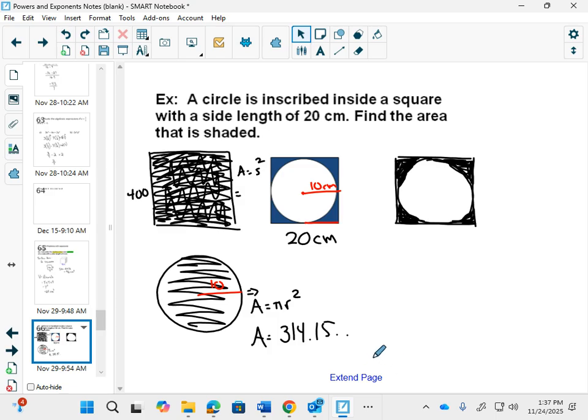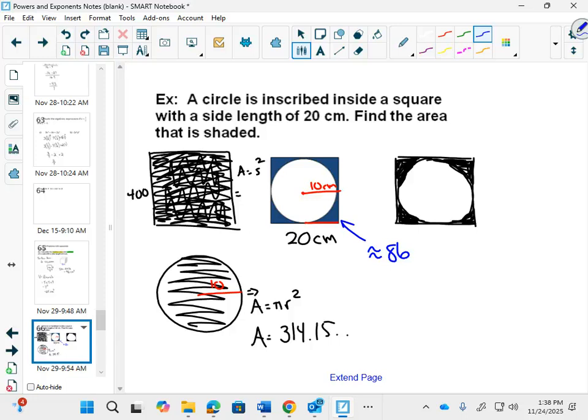So if this one is 400 and this one is 314-ish, how do I know that this shaded part here is about 86? How do I know that? What did I do? How did I use those other numbers to help me figure it out? Do you like subtract or divide?